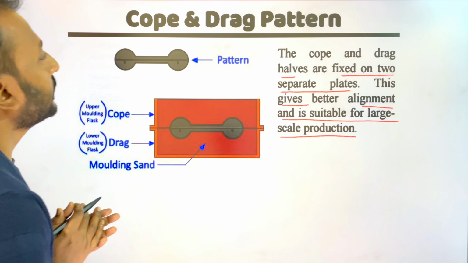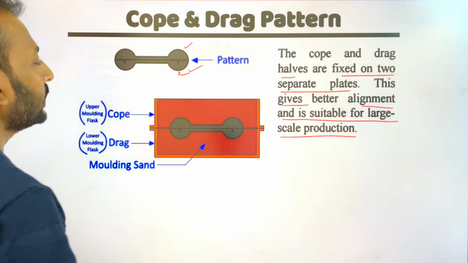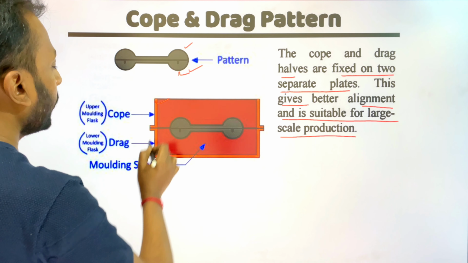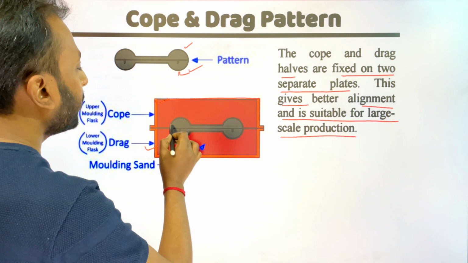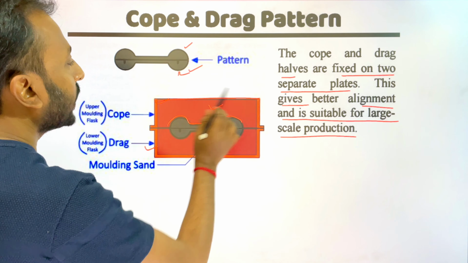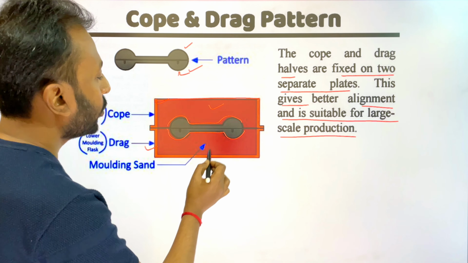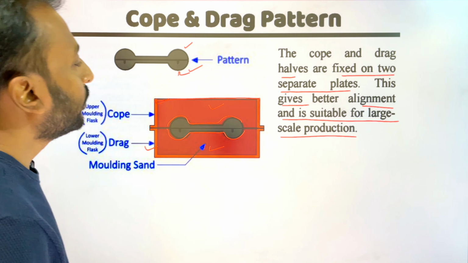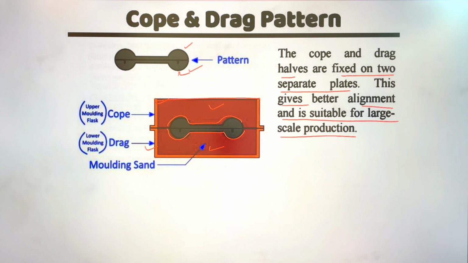So in this figure we can see this is the pattern, this is the cope portion, and this is the drag portion. The cope of the pattern goes into the cope portion of the molding box, and the drag of the pattern goes into the drag portion of the molding box. This is the cope and drag pattern. It is used mainly for large scale production and when the product is very heavy.